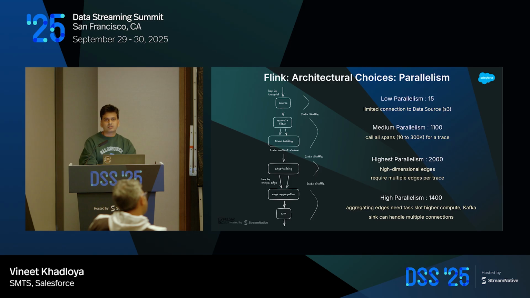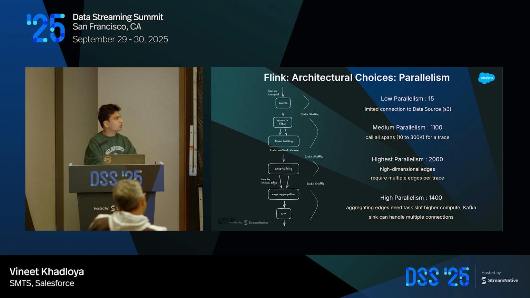This is because most of the data is reduced at this stage, but we still need memory to aggregate the edges. And also here, the key stream is changed from trace ID to service dependency edge. We also have a sink operator in the end where we maintain the same parallelism because Kafka partitions can handle multiple connections efficiently.